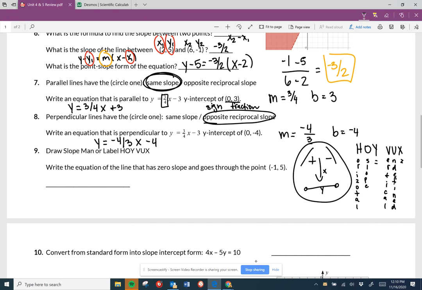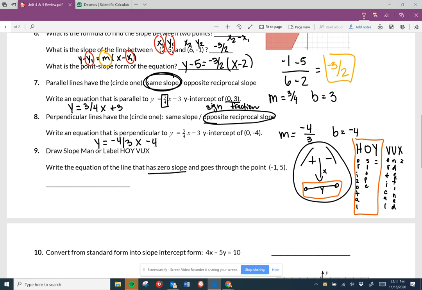So these match each other. These complement. Some teachers prefer to use slope man. Some prefer to use Hooyvux, but this is the same information, right? So it's asking us if the line has zero slope. So in our slope man, that would mean that we're looking at his mouth, right? His mouth has zero slope, or we would be looking at the Hoy part of the Hooyvux. Okay, so we know that these slopes are zero and that they are horizontal.